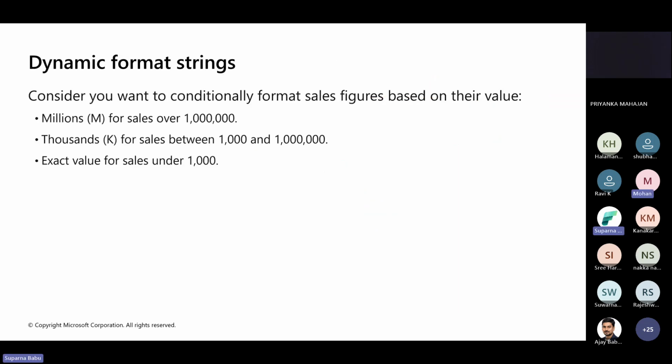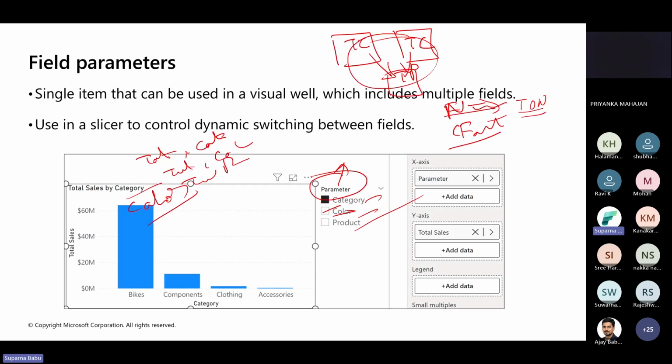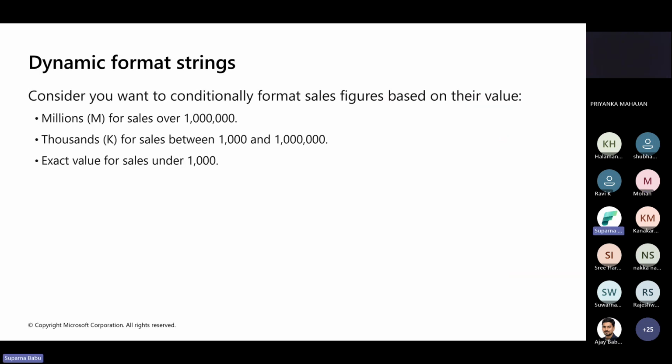Now next. So Suparna, the field parameters basically enable us to dynamically switch the axis dimension. Yes. See here, you can see in category, currently the selected value is category. The moment you select product, it will change this category to the product.